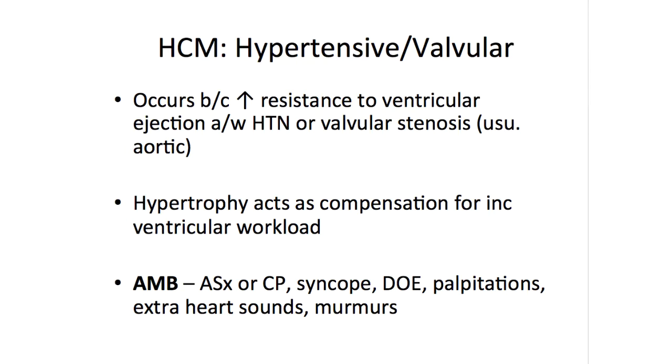Hypertensive or valvular HCM occurs because of increased resistance to ventricular ejection associated with hypertension or valvular stenosis, and in this case it's usually aortic stenosis. Hypertrophy acts as a compensation for increased ventricular load. This condition is manifested by chest pain, syncope, dyspnea on exertion, palpitations, extra heart sounds, or murmurs. Management of hypertensive or valvular HCM involves targeting the underlying condition.